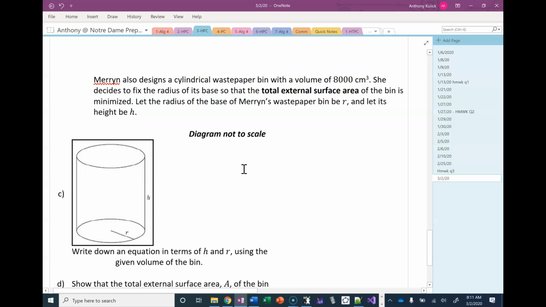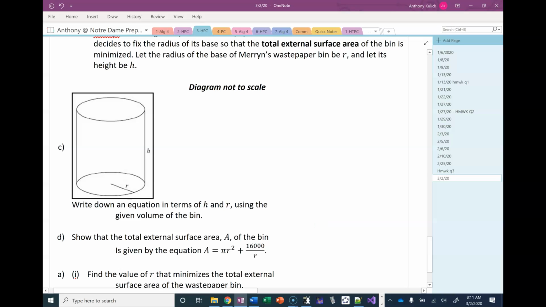Marin also designs a cylindrical waste bin with a volume 8,000 centimeters. She decides to fix the radius of its base so that the total surface area of the bin is minimized. Let the radius of the base for Marin's waste paper bin be R and let its height be H. Write down an equation in terms of R and H using the volume of the bin. Okay. Oh, sorry, I guess 8,000. There you go. There's my equation.